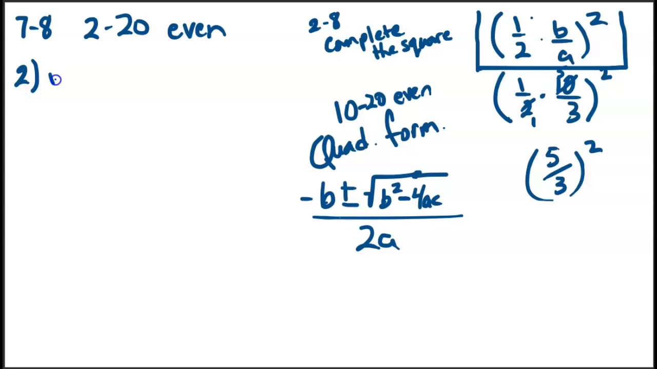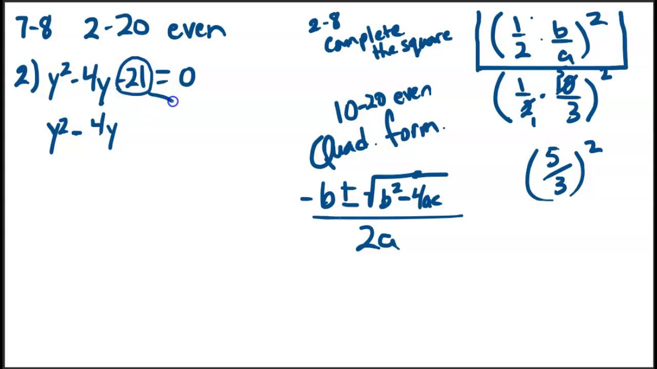We have y squared minus 4y minus 21 equals 0. Right? So the first thing we do is we divide by the coefficient on the squared term. The coefficient is 1, so dividing by 1 doesn't really mean anything. The next thing we do is move the constant term with its sign to the other side. And when we do that, as it crosses the equal sign, it changes its sign. Okay? Now it's magic machine time.